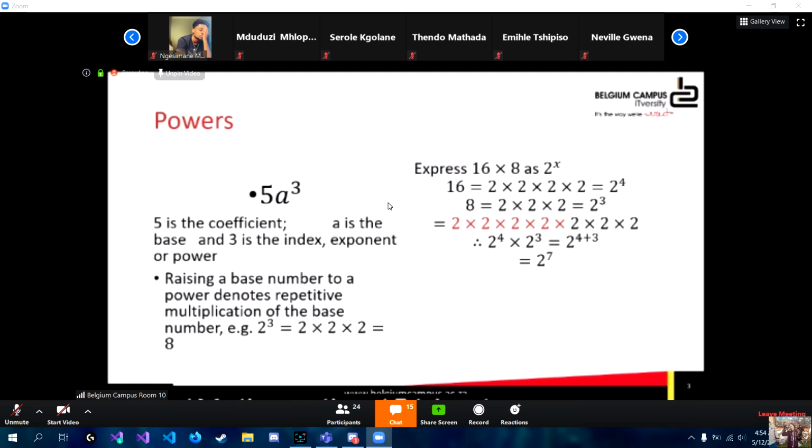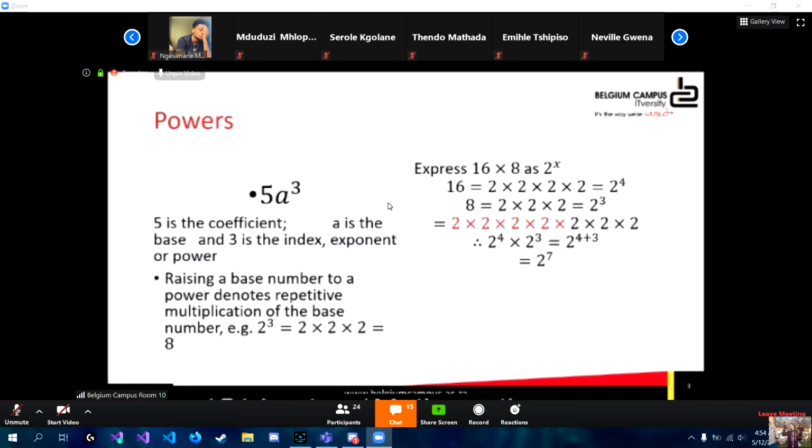Basically, when we are raising a number to a certain power, what you're doing there is just repeated multiplication, as simple as that. 2 to the power of 3 means you're multiplying 2, 2, and 2 to give you an 8. And in that term, 5A to the power of 3, it means you're multiplying the coefficient 5, then some unknown A, that unknown again, and that unknown again. So 5 and 3 A's.